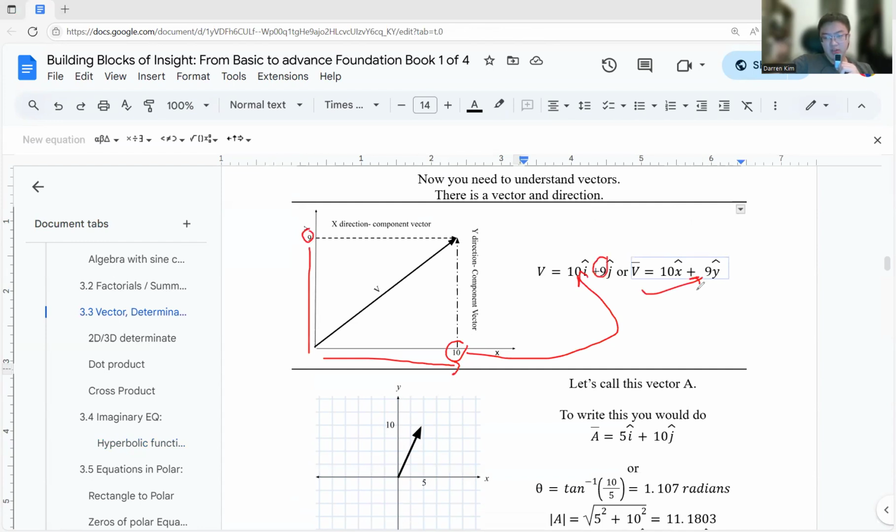Many ways to write that. There's more than one way to write it. It's your choice to write it this way or that way. I don't mind either way.